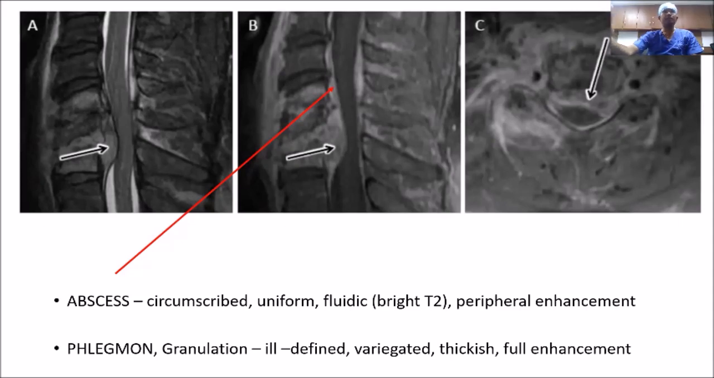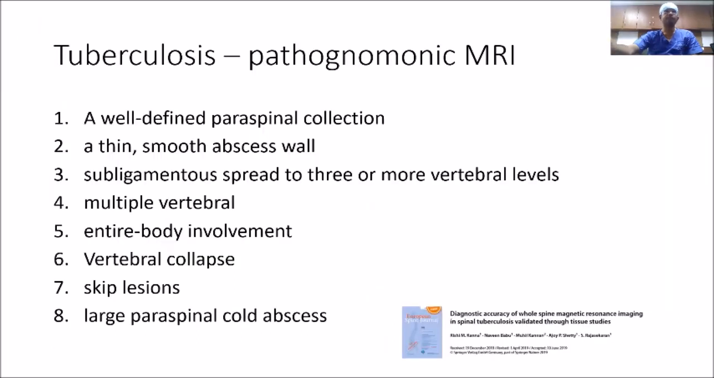Whereas a phlegmon, which is a granulation tissue, is classically seen as an ill-defined, variegated appearance within the vertebral collection. So when we give a contrast, it shows a full enhancement. So a granulation tissue or a phlegmon indicates a poor prognosis in a patient with a spinal infection.